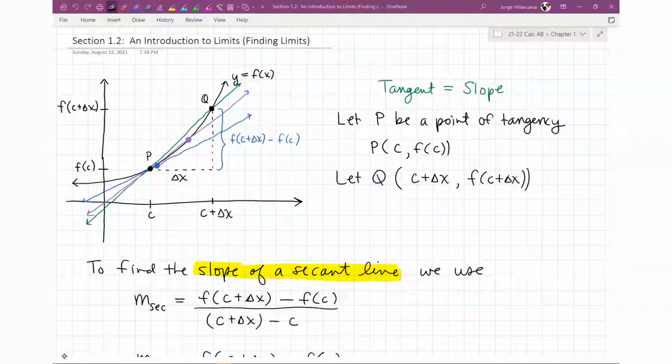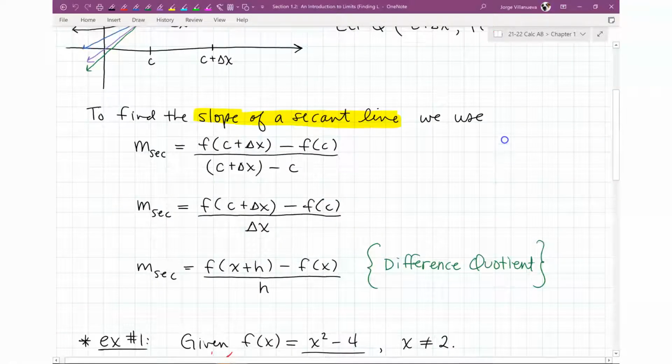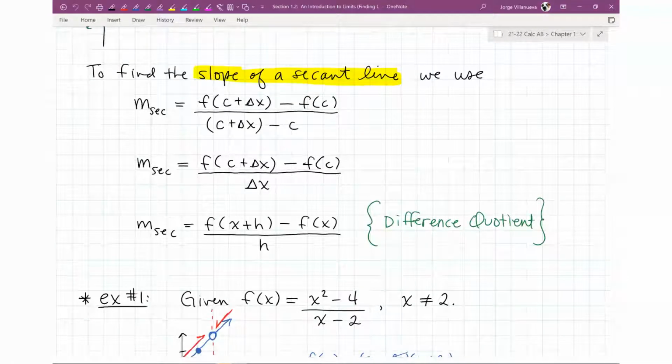So we talked about that and came up with what we could call the slope of a secant line, which is right here. And using that, we found an equation for a secant line, which we learned in trig was called the difference quotient, right? So I kind of just rewrote it there for us at that point.